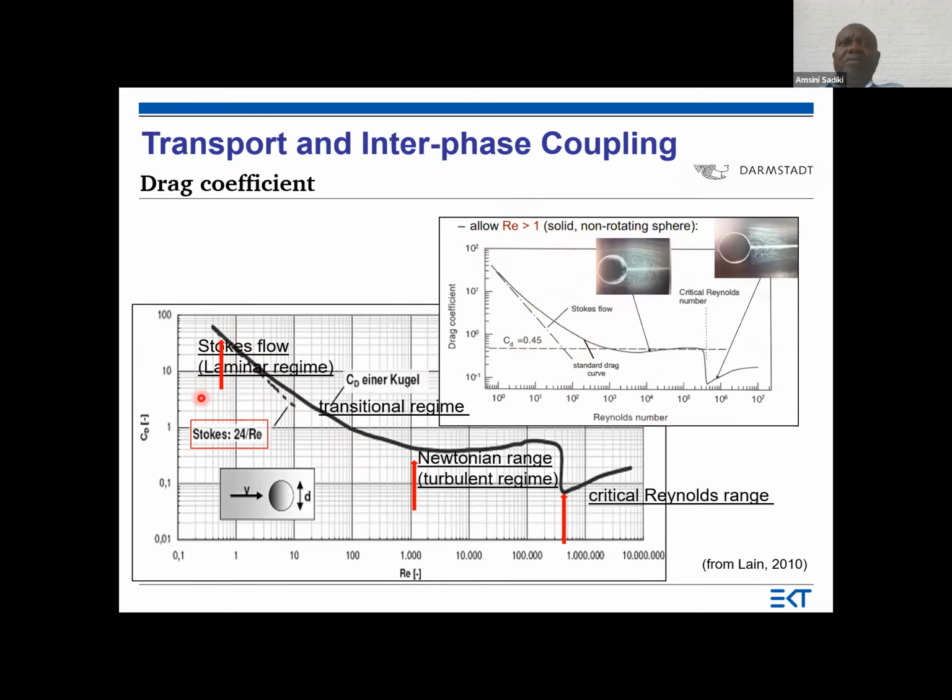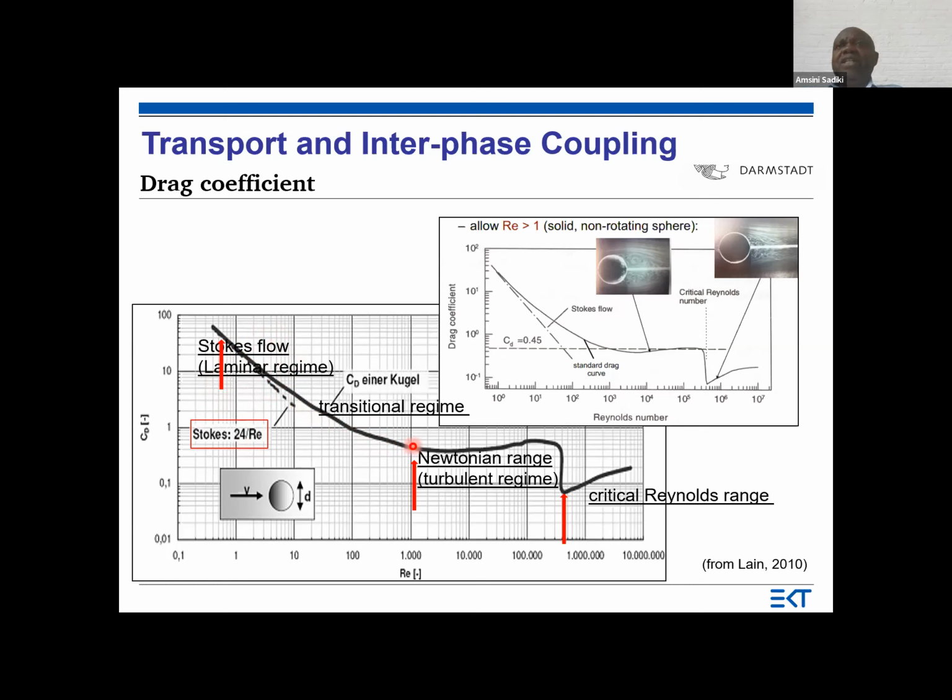The first one is the so-called laminar region, the so-called Stokes flow. In this region, we know that we had this expression as we calculated the relaxation time. It was calculated within this region here. We also have this region, the transitional region.